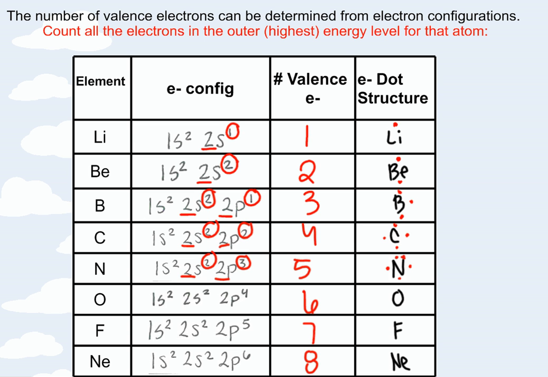Okay? At 6, we're going to have 2 pairs and then 2 that are single. For fluorine, we've got 3 pairs and then 1 all by itself to make 7. And for neon, you'll have 4 pairs, making a total of 8 valence electrons. That's just the pattern you should follow when drawing your electron dot structures.